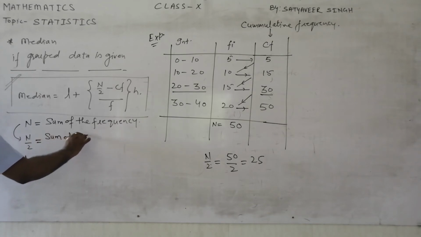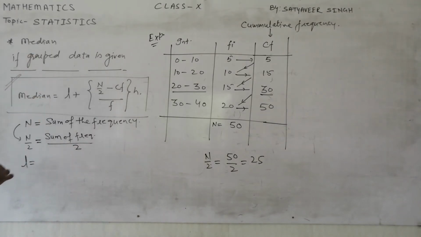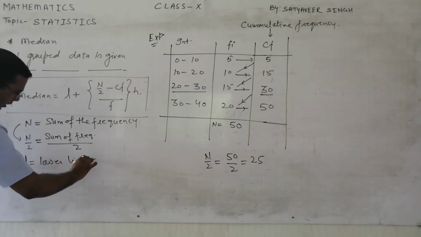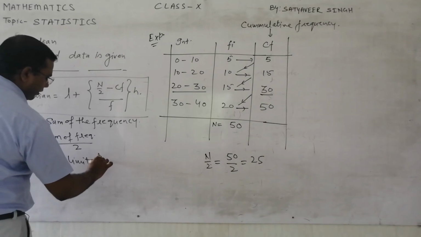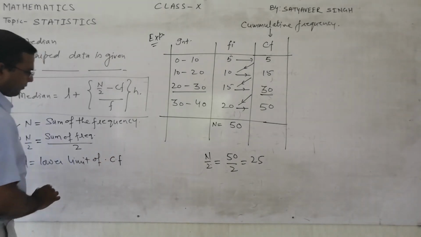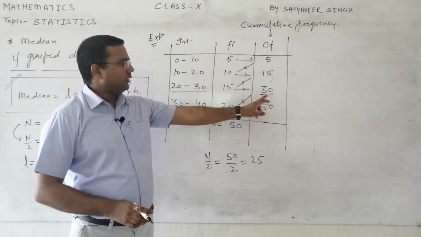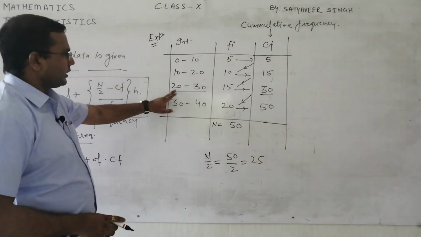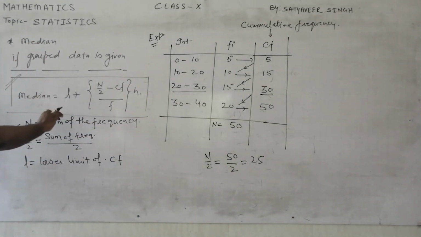Sum of frequency divided by 2, and you will see this thing in the cumulative table. Then what is L? This is the lower limit of CF. यानी ये जो क्यूमुलेटिव फ्रीक्वेंसी आपने सेलेक्ट किया है, the lower limit of this interval is called L. Then next term is what?